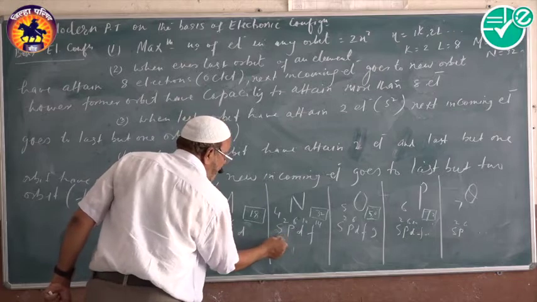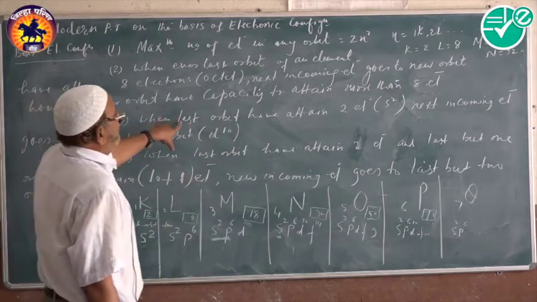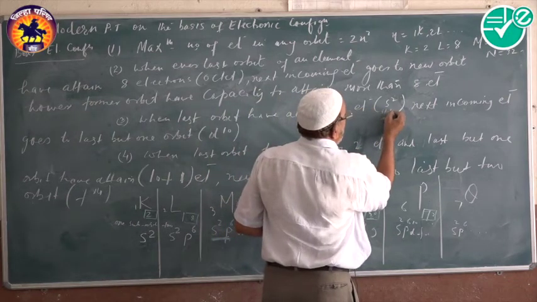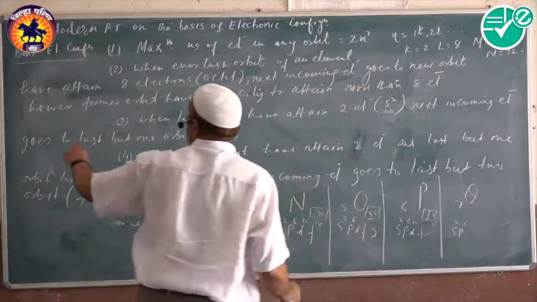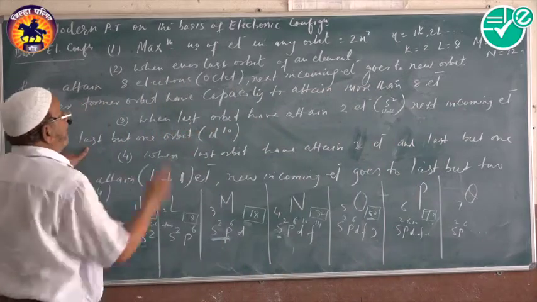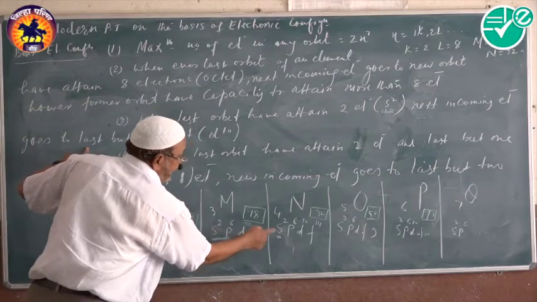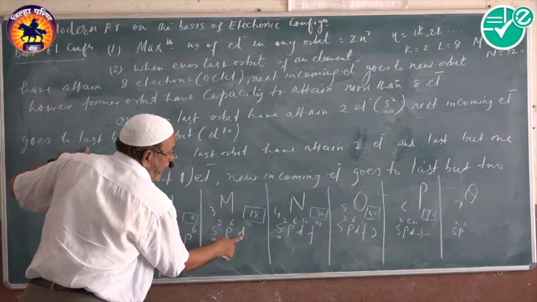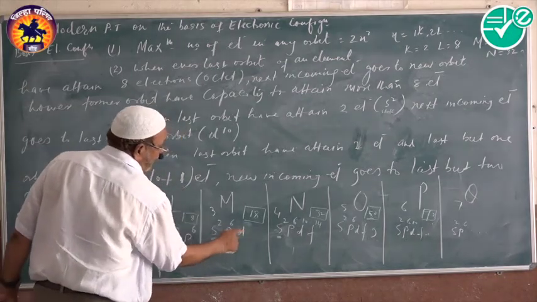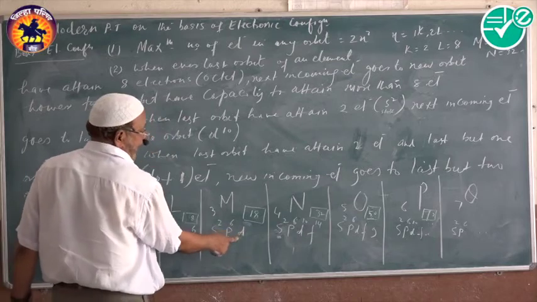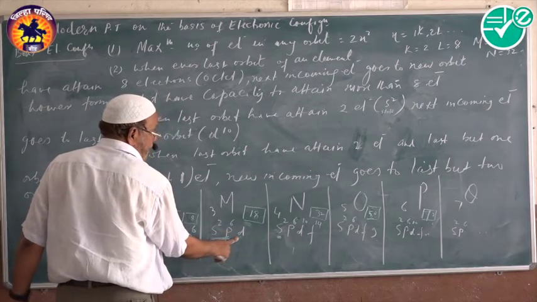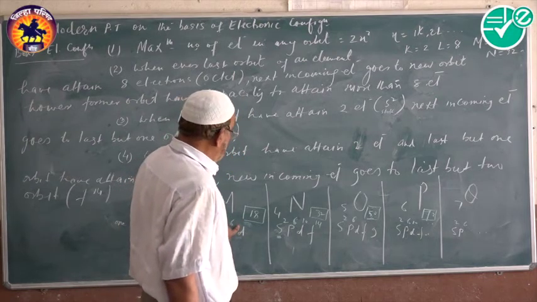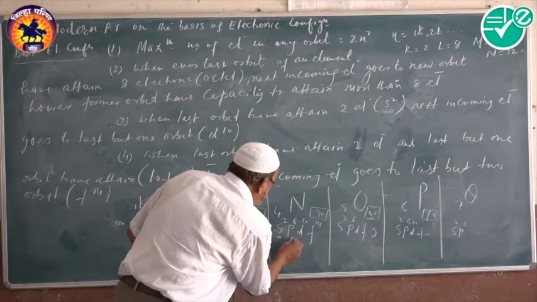Again, rule number 3. When the last orbit has attained 2 electrons with S2, stable, duplet, the next incoming electron goes to the last but one orbit, means the former orbit. This S2. Now the electron will occupy the D suborbit, means atomic numbers 21 to 30 will be D block. Remember, 21 to 30 will be D block. Okay? Now it is octet.